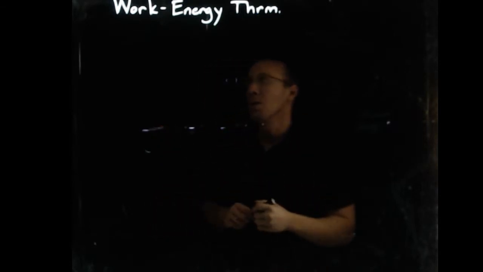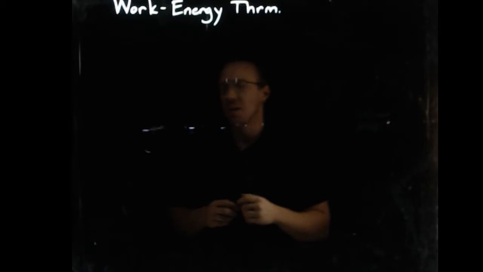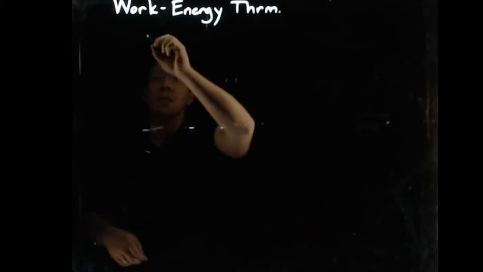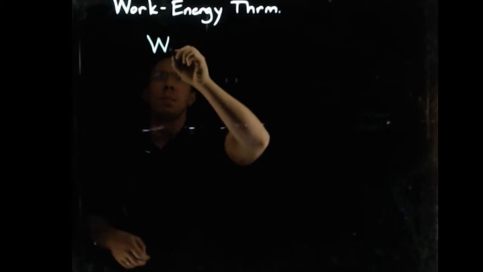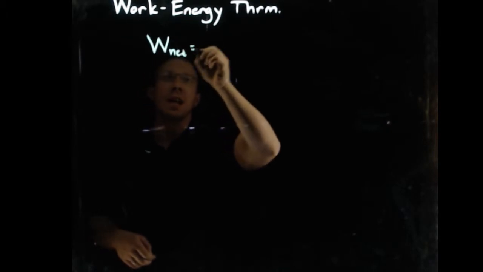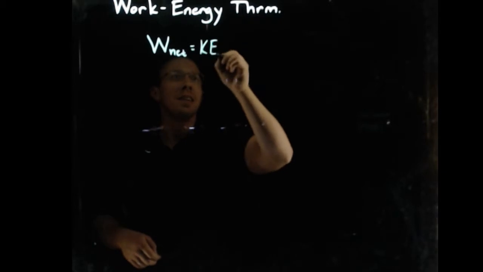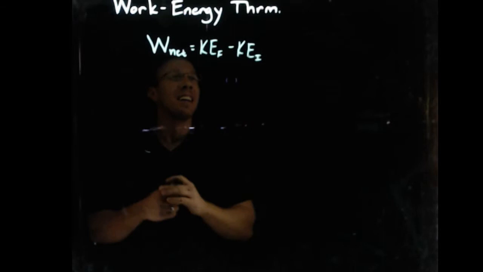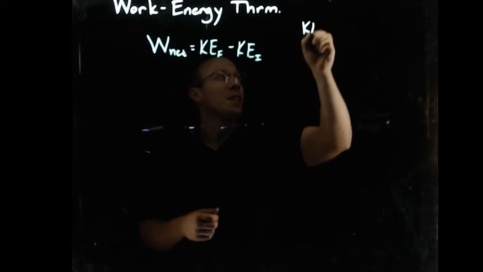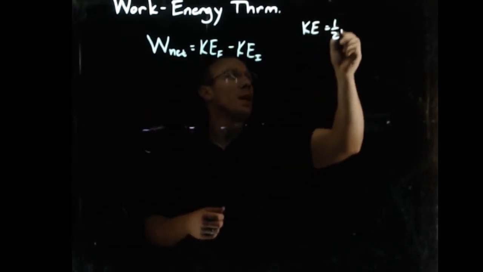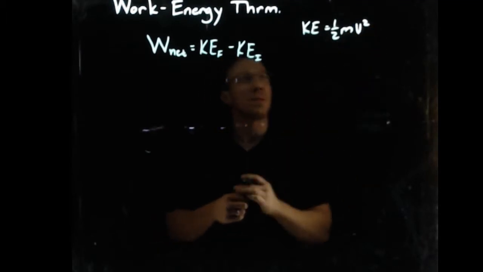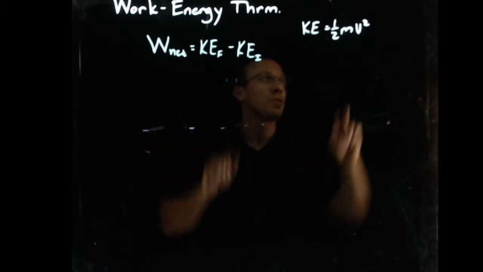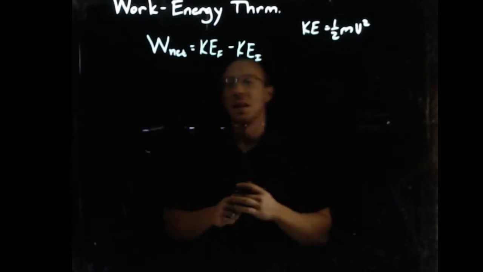Okay, so one of the things that we discussed in class was the work-energy theorem. I'm not going to write right now how to come up with it, but basically it says the net work is equal to KEF minus KEI, where the kinetic energy is equal to 1/2 the mass times the velocity squared. If we have the final, we would put the final velocity in here. If we have the initial, we would put the initial in here.